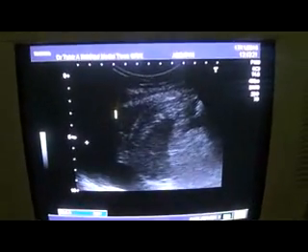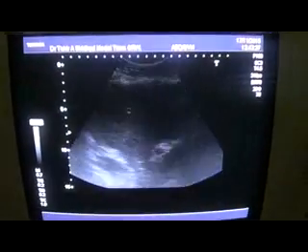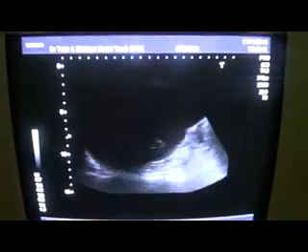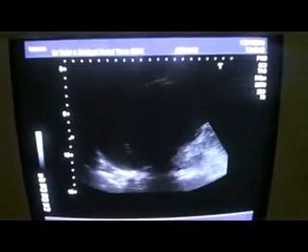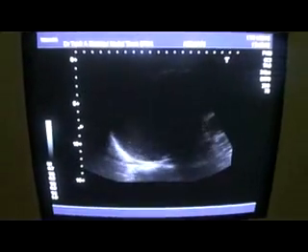This is not only in the left pleural space, the fluid is also seen in the right pleural space as well. So bilateral pleural effusion: minimal on the right side, but minimal to moderate on the left side.